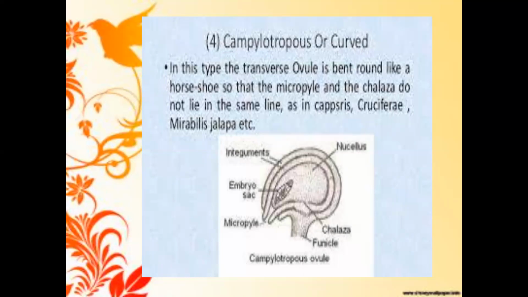Okay, so the transverse ovule is bent around like a horseshoe, so that the micropyle and the chalaza do not lie in the same line. For example, the Cruciferae or Mirabilis jalapa, which is also the four o'clock plant. So they belong to the Fabaceae or Brassicaceae.